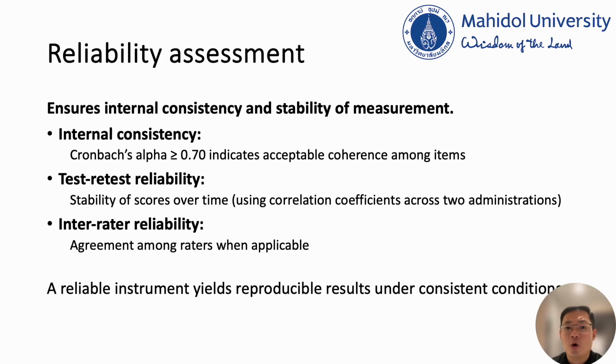Reliability tells us whether our instrument produces consistent results. Internal consistency is checked using Cronbach's Alpha, with values above 0.7 considered acceptable. Test-retest reliability means that scores should be stable over time. Inter-rater reliability is useful when multiple raters or observers are involved. A reliable instrument enhances the credibility of our research findings.